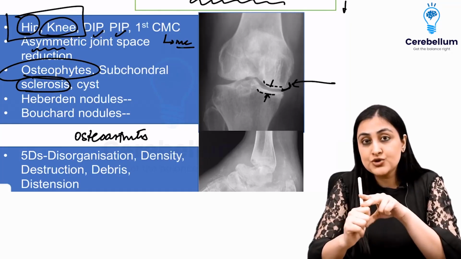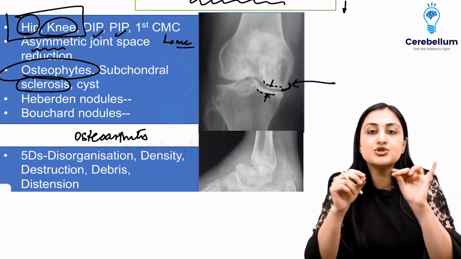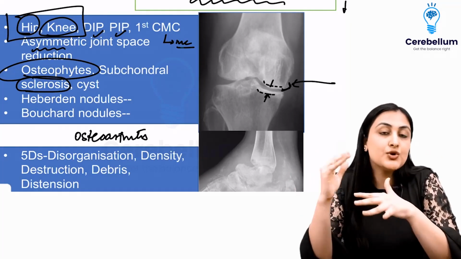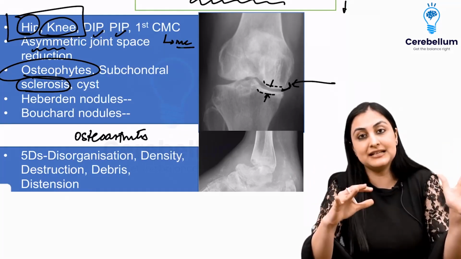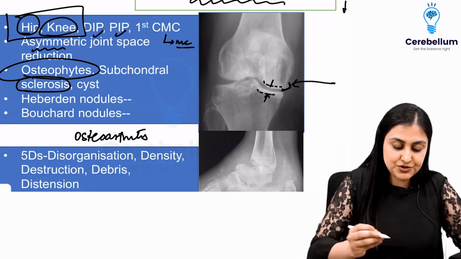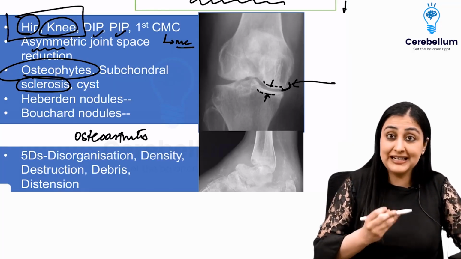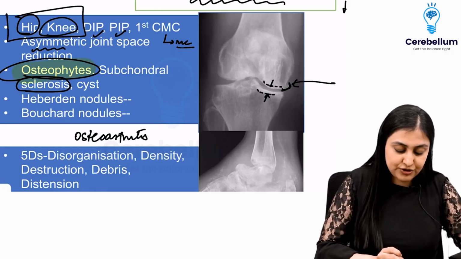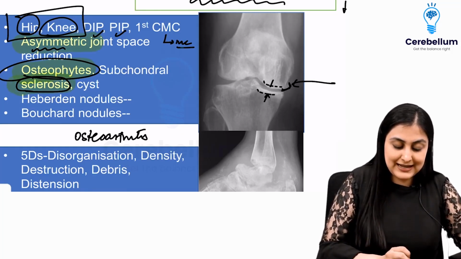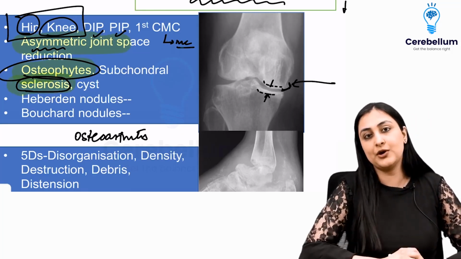There you had erosions, here you're going to have osteophytes. There you had osteopenia, here you're going to have sclerosis. Okay, so the markers of non-inflammatory or degenerative arthritis: osteophytes, sclerosis, and asymmetrical joint space narrowing.